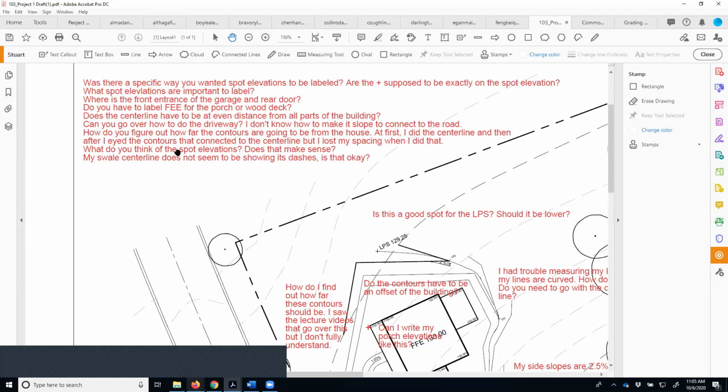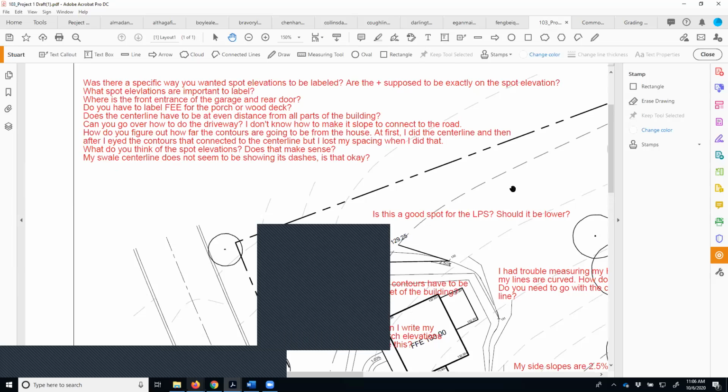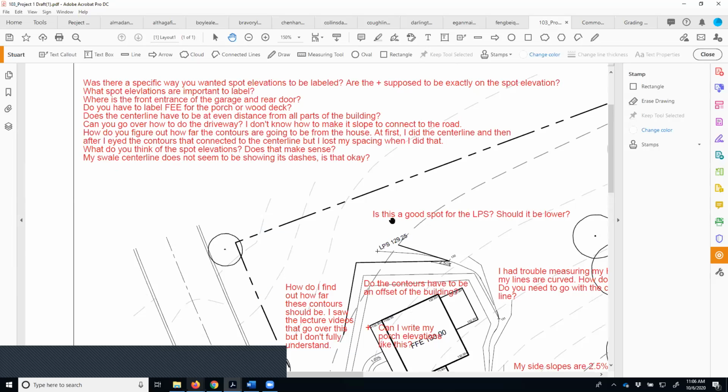Okay. My swale center line does not seem to be showing its dashes. Is that okay? No, it's not okay. You're going to have to go back and adjust the line type scale so that it does.